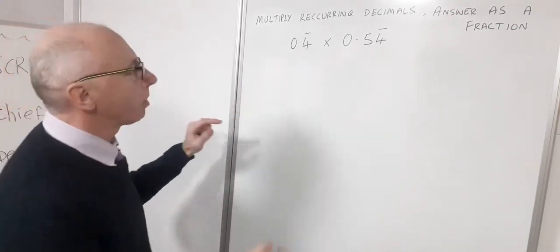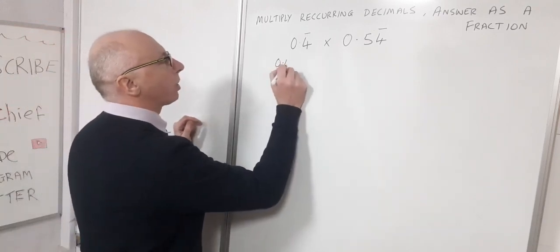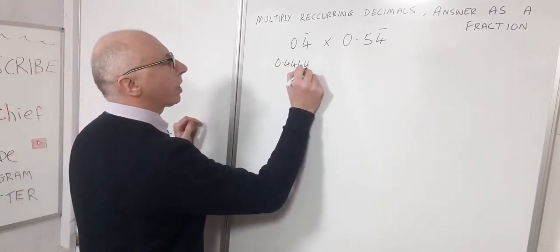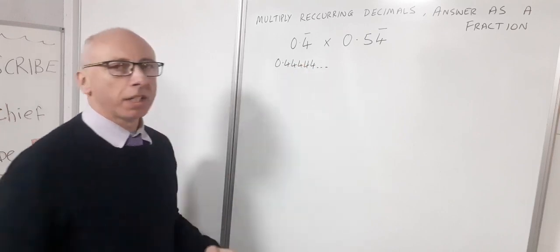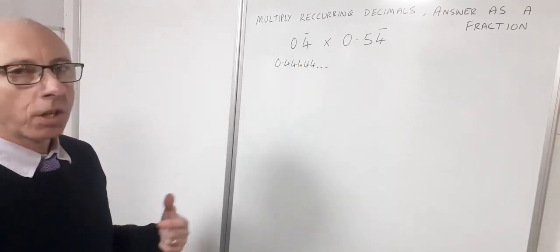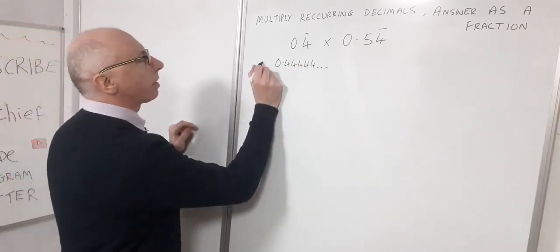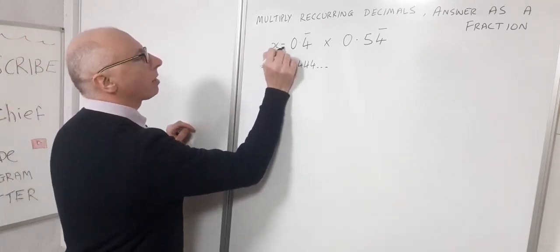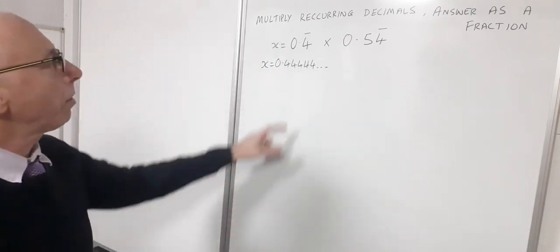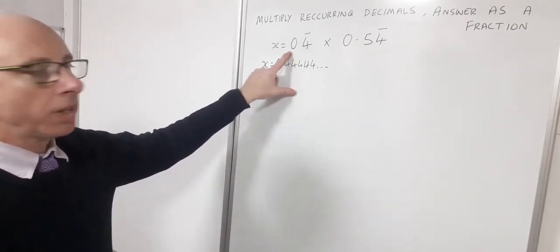We need to be a bit more methodical and work out these 0.4 recurring and 0.54 recurring. So let's start on this one. So 0.4 recurring is just the same as writing it like that. So I'm going to set my x to be this, which is the same as that. And now what I'm going to do is get my 4 on this side.